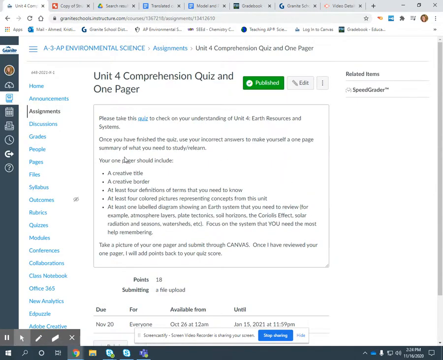Okay, so let's go over the requirements for this one-pager. Your one-page study guide should have a creative title. It should have a creative border around the edges of your paper. You should have at least 4 definitions of important terms from this Unit 4 that you need to remember, and at least 4 colored pictures representing different concepts from this unit.